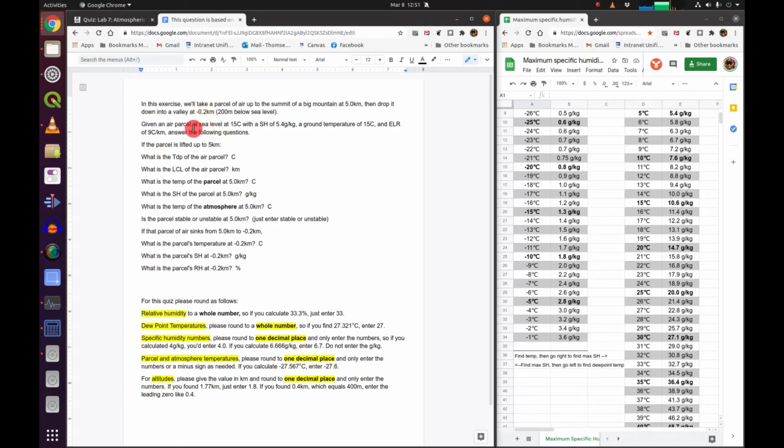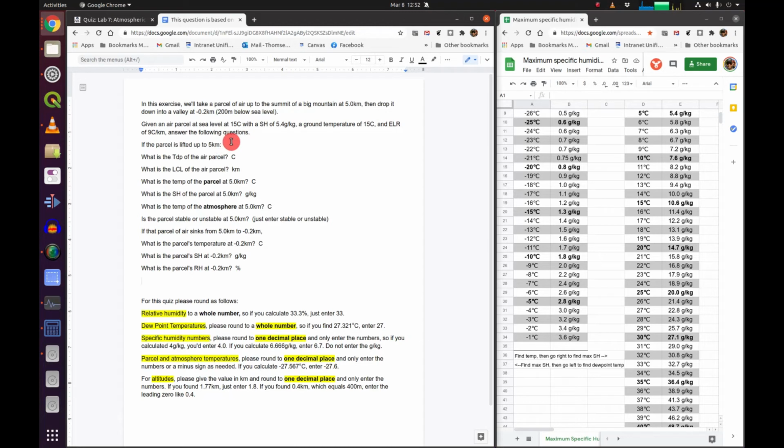What do we have? We have an air parcel at sea level, so we know how high it is. At 15 Celsius, we know its temperature. Specific humidity, we can figure out relative humidity and dew point temperature if we need to. Also lifting condensation level. We know what the temperature is on the ground. That's going to be the same as the parcel to start. And the ELR, the environmental lapse rate. So answer the following questions.